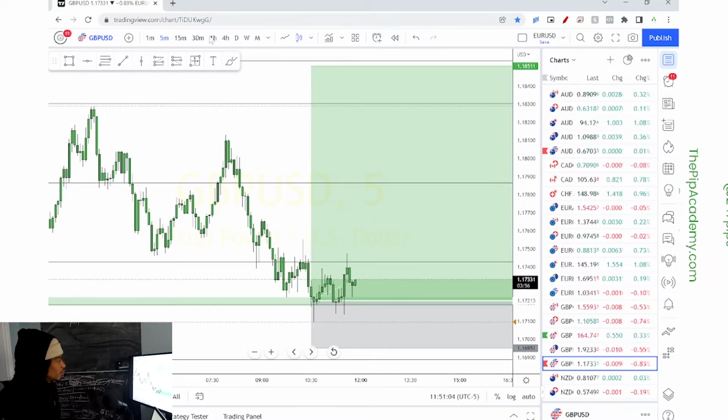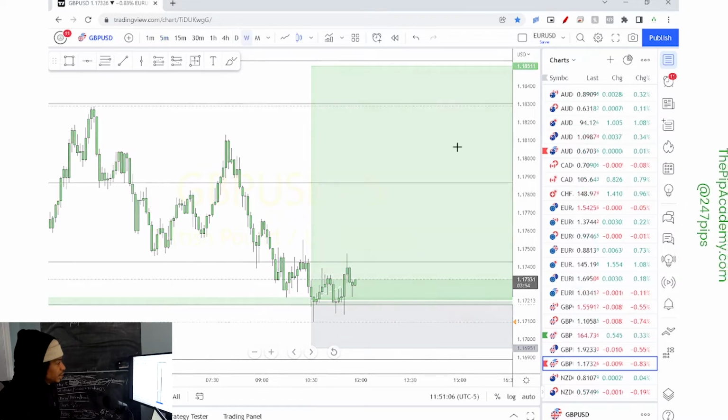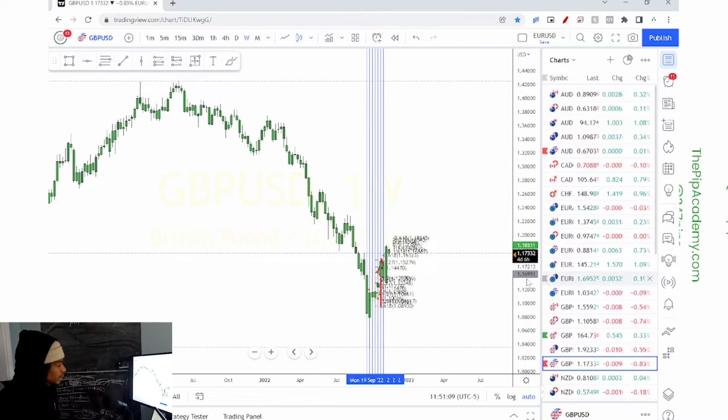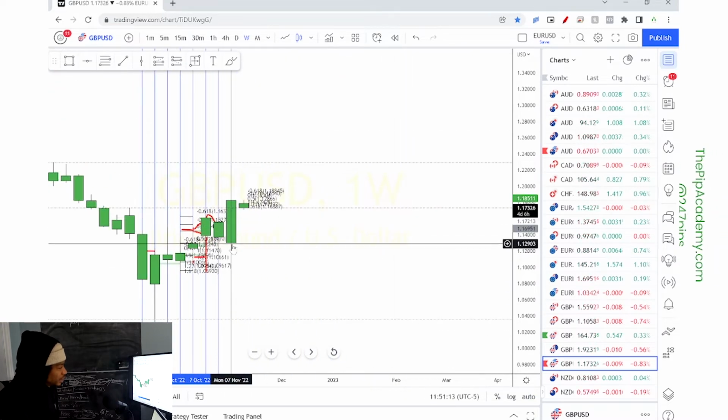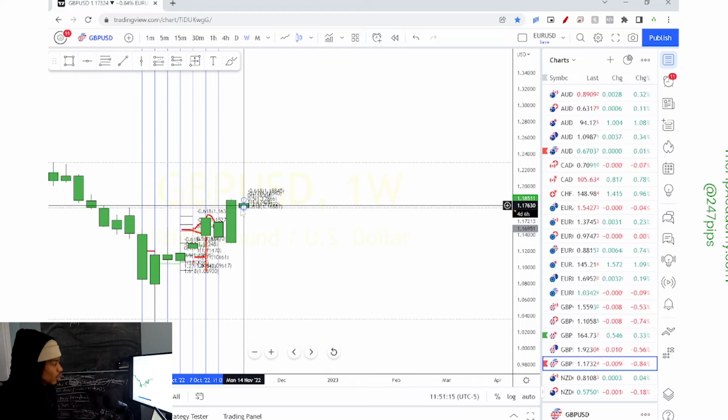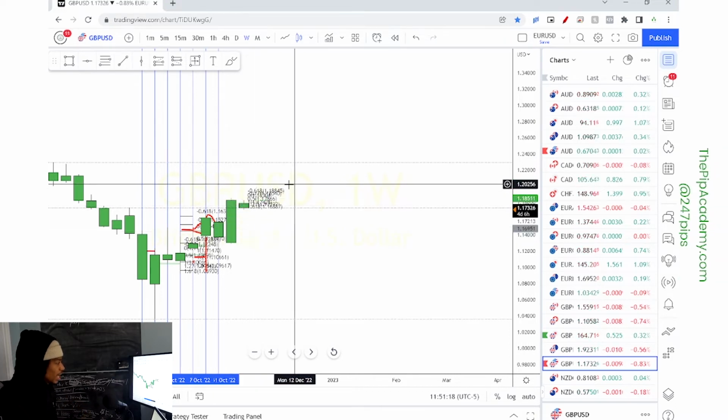Basically, what we have going on, if we go to the higher time frames, mainly the weekly, we'll see that last week was a bullish week. Yes, all these candles are green, but last week was a bullish week. You can see it started there and ended there. So what we're going with is that we'll have another bullish week.